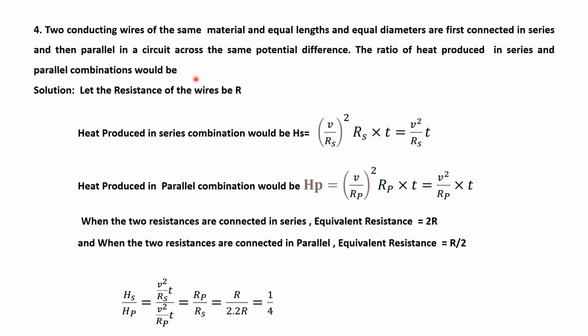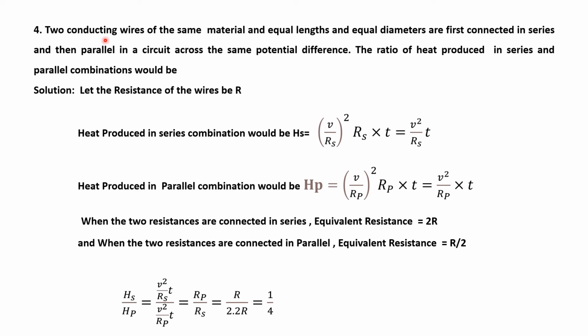So in this problem, they have taken two wires of the same material. That is, the resistivity of both the wires is the same, and the lengths are equal. The length of the two wires is also the same, and with equal diameters, the wires have the same area of cross section. So rho is the same, L is the same and the area of cross section is the same. So resistance is also going to be the same. Let us assume the resistance of each wire to be R.